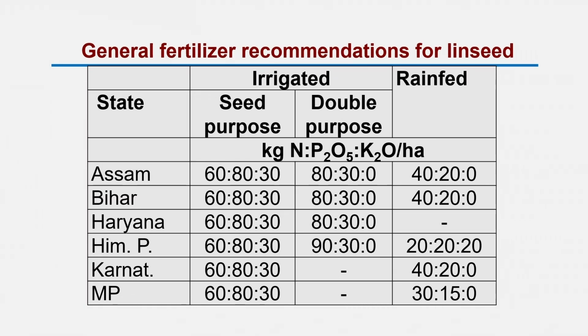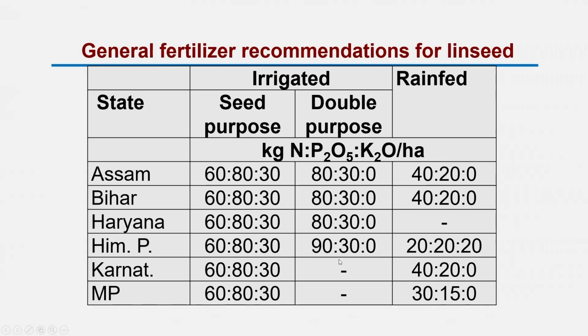Now, you can see the general fertilizer recommendations for linseed in different states, under irrigated as well as rain-fed conditions, and for seed purpose and also for double purpose. Double purpose is for seed as well as for fiber. These doses are given in kg N, P2O5 and K2O per hectare respectively. You can see 60, 80, 30 for Assam, Bihar, Haryana, Himachal Pradesh, Karnataka, Madhya Pradesh. This is the dose for seed purpose under irrigated condition. For double purpose it is 80, 30, 0 for Assam and Bihar, 80, 30, 0 for Haryana, and 90, 30, 0 for Himachal Pradesh.